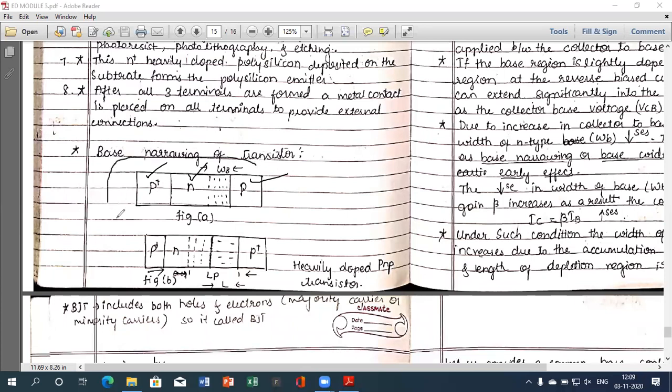In this figure A, we have shown WB. WB is nothing but the width of the base. Now in this concept, we are going to discuss what is the role of the base, and another important thing, how the base will get reduced. That is what we are going to discuss in this topic.